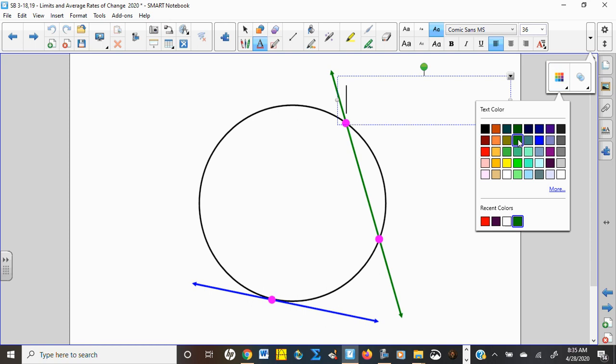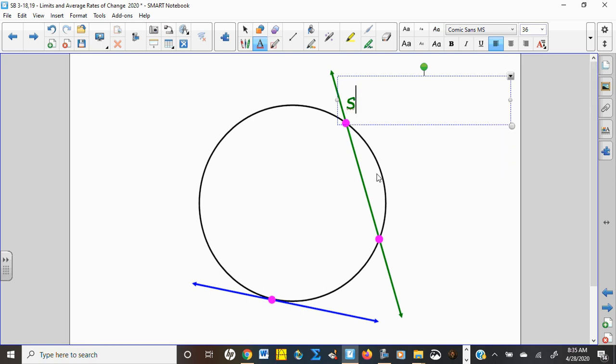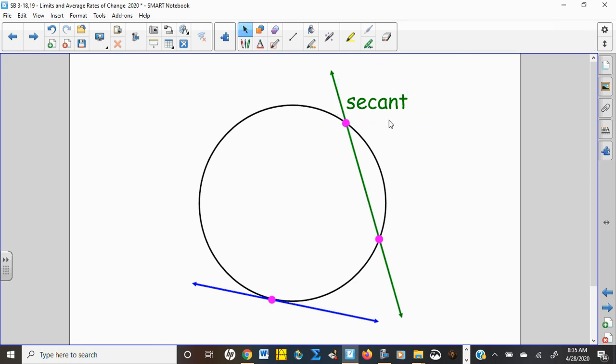this one right here is called a secant line. The reason it's called the secant line is because it intersects the circle twice. Keep that in mind. And we will be discussing this one more tomorrow.